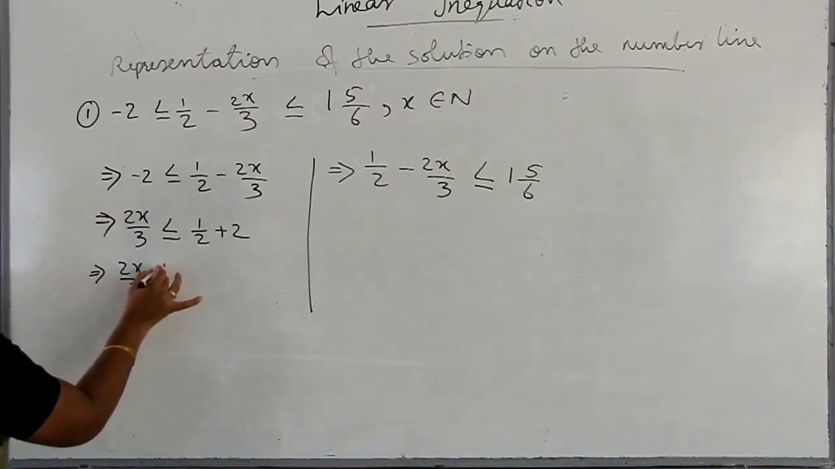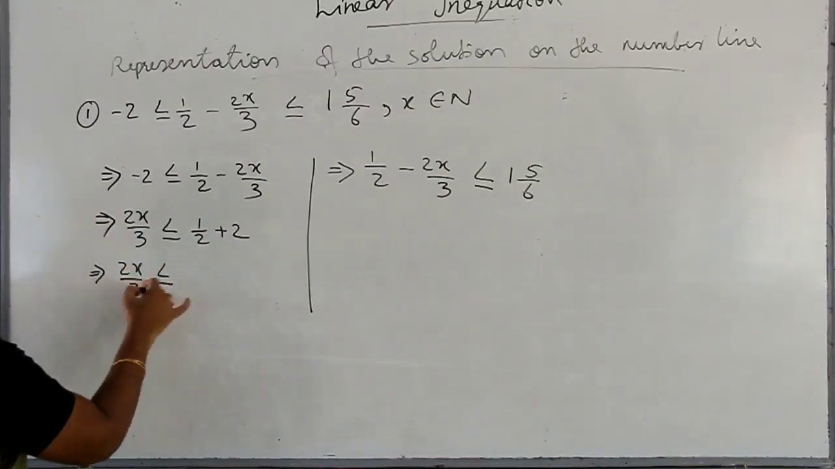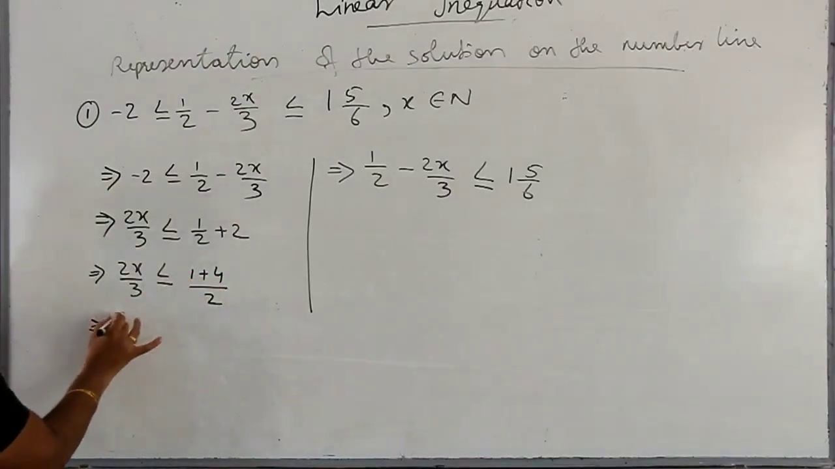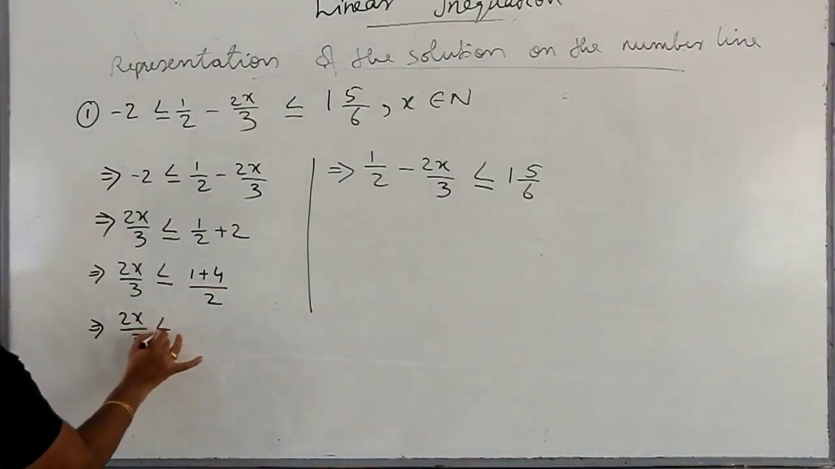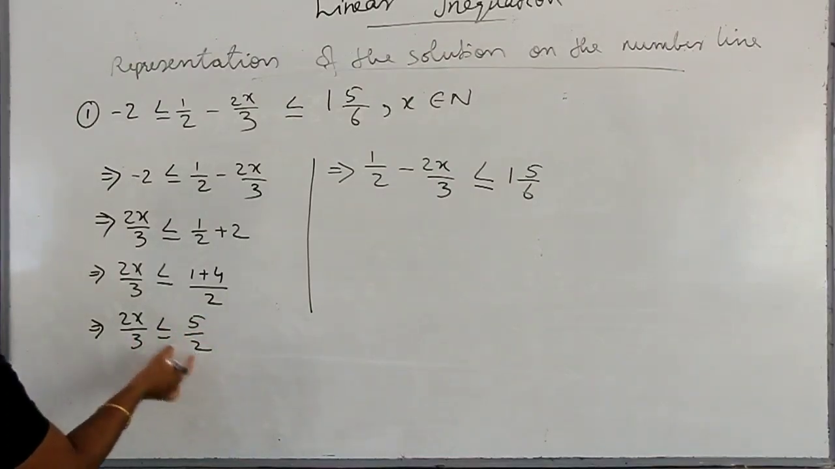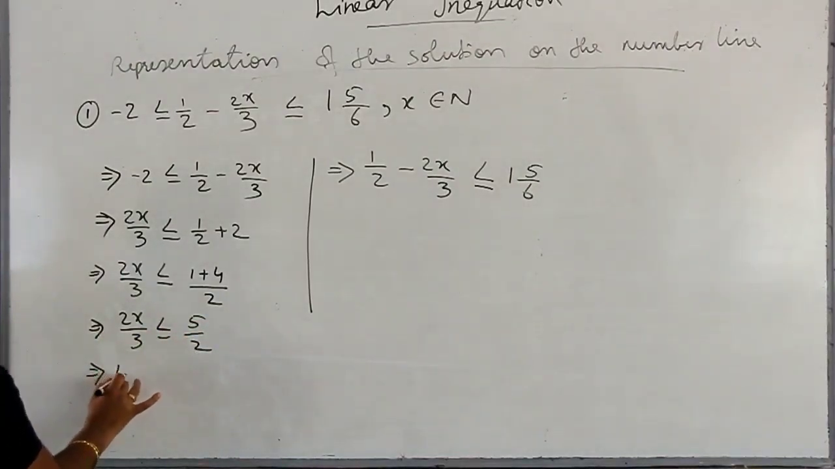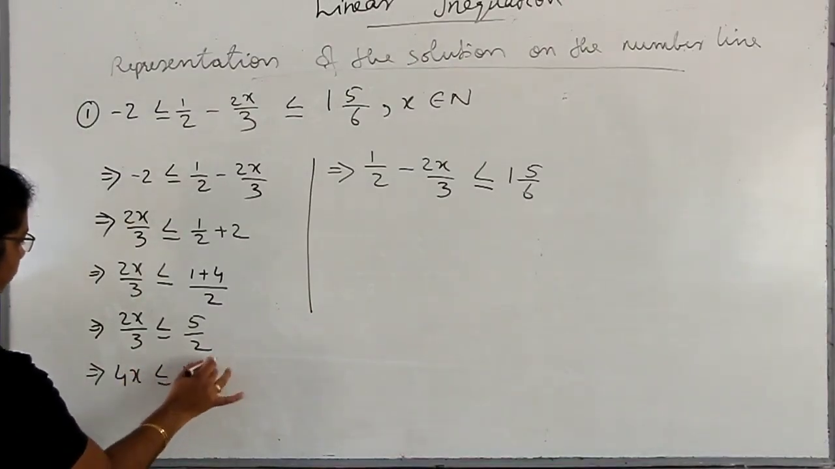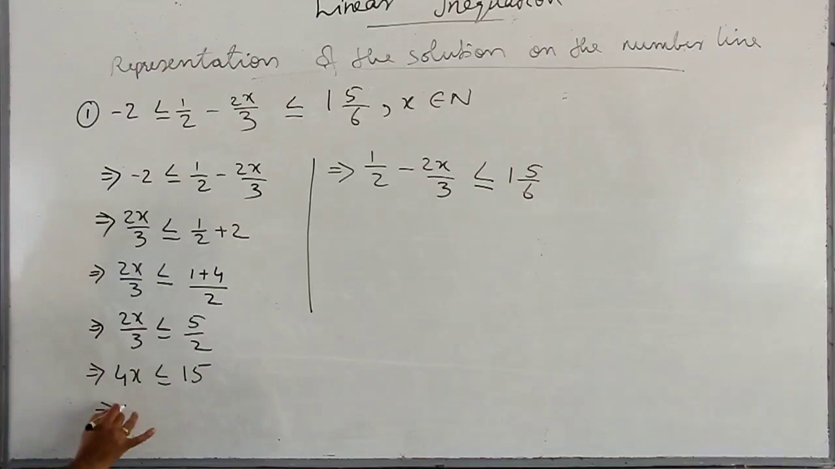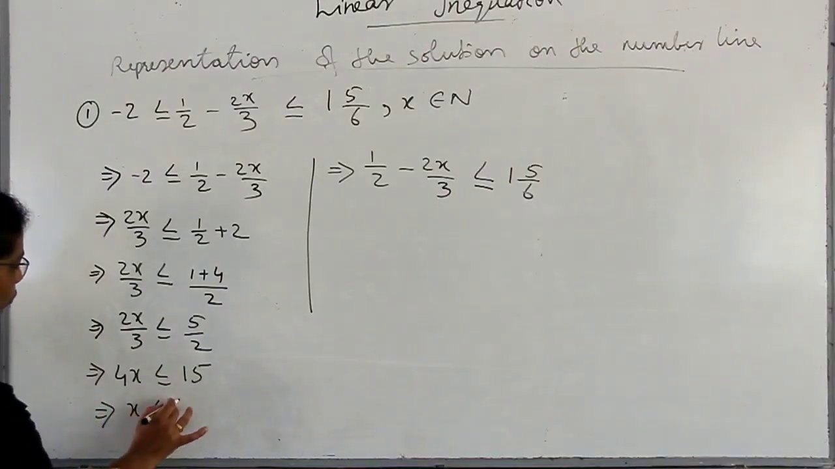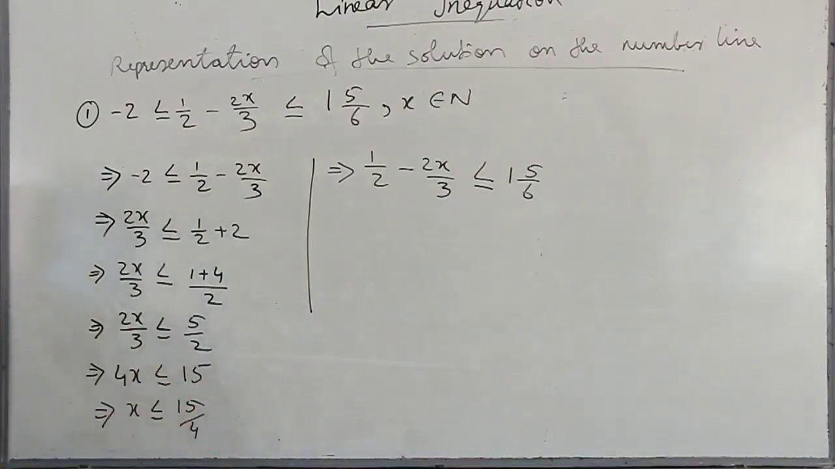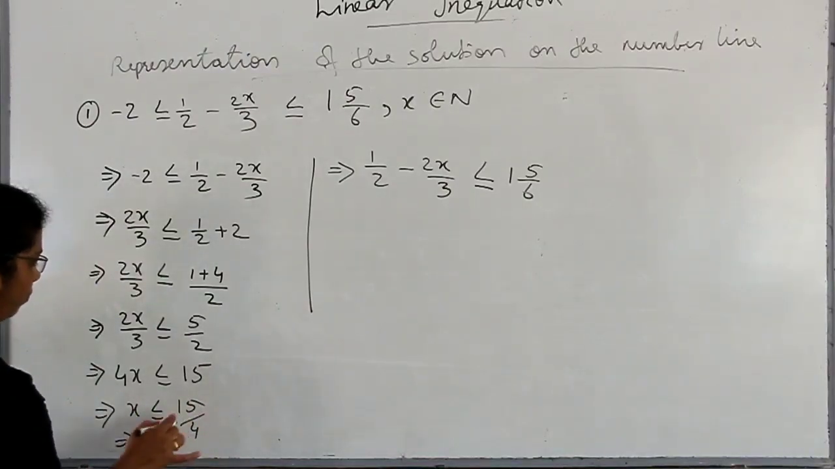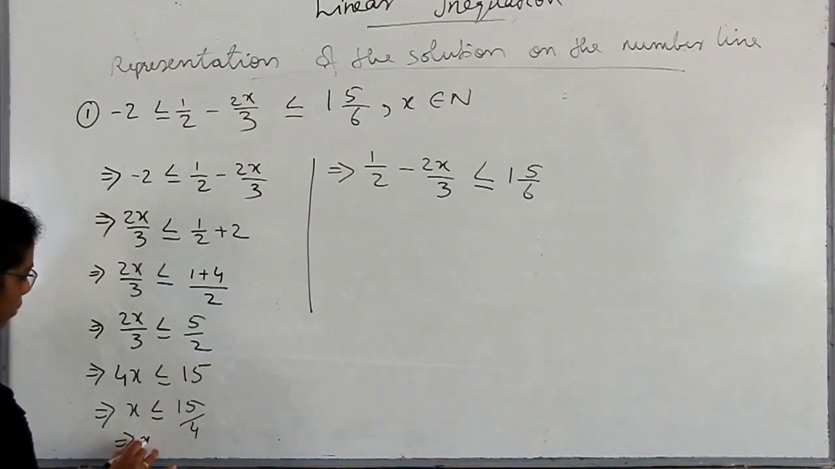2x by 3 less than or equal to, take the LCM of the right side, 1 plus 4/2. Then 2x by 3 less than or equal to 5/2. Cross multiply. 4x less than or equal to 3 into 5, 15, which implies x less than or equal to 15/4. Convert into mixed fraction or decimal form.